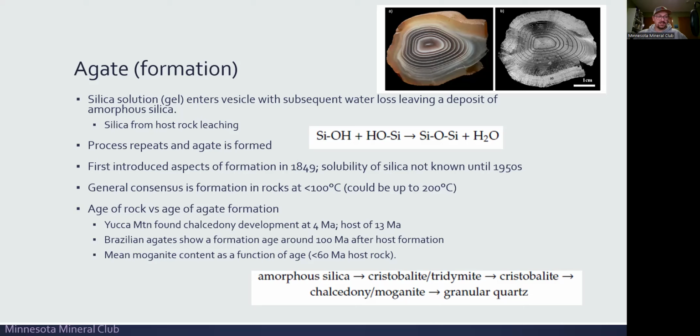And some of these disparities found that, for example, chalcedony in Yucca Mountain formed around 4 million years ago. However, the rocks themselves were formed 13 million years ago. Some of the different Brazilian agates have actually varied by 100 million years after the initial rocks had formed. Some of the studies looked at moganite content and found that that can be a function of age, usually looking at rocks that are less than 60 million years old.